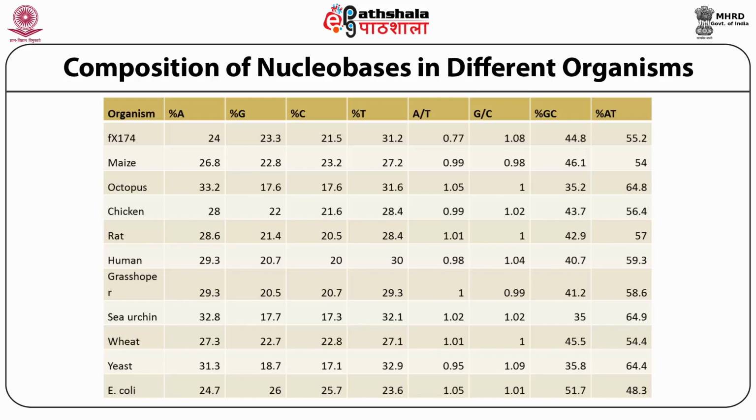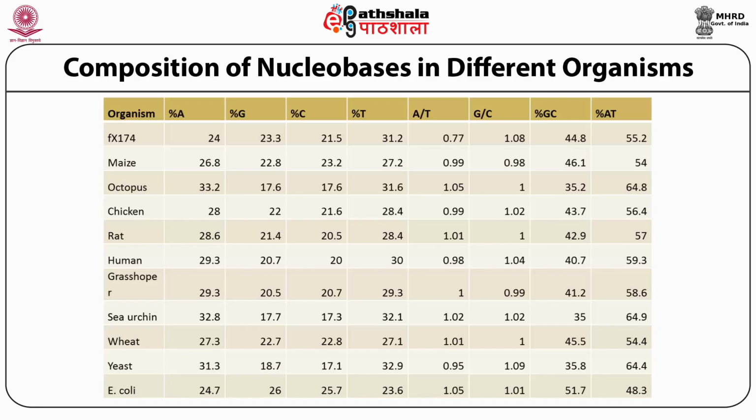Another example we can read is, say, chicken. A is 28% and T is 28.4%. G is 22% and C is 21.6%. E. coli has 24.7% A and 23.6% T and 26% of G and 25.7% of C. We can also compare the percent GC with percent AT.